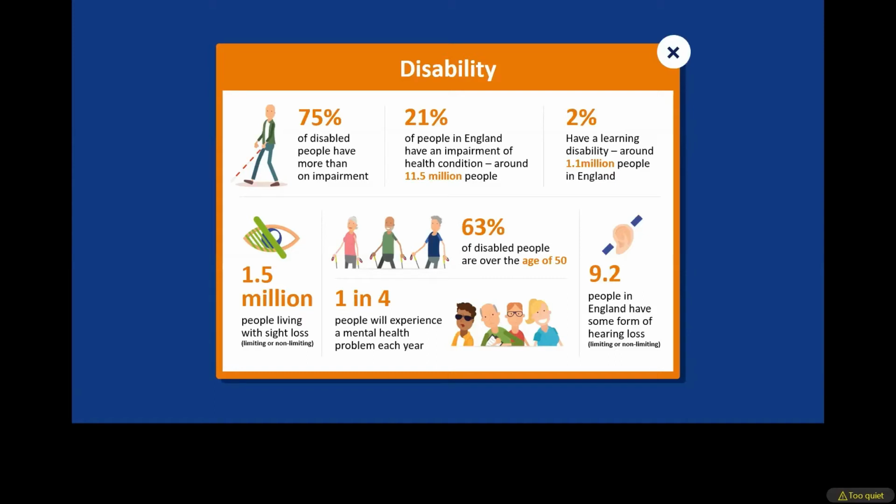21% of people in England have an impairment or health condition. That's around 11.5 million. I'm talking about England because Activity Alliance works across the home nation for England, but in the UK it's around 14 million. So you are thinking a lot about your audience there. 2% have a learning disability, around 1.1 million people in England. 63% of disabled people are over the age of 50. 1.5 million people are living with sight loss, and 1 in 4 of us will experience a mental health issue each year. And 9.2 million people in England have some form of hearing loss.